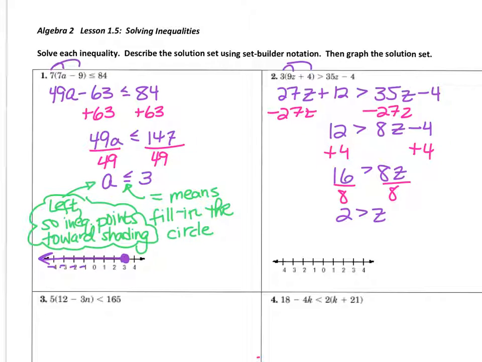Then dividing both sides by 8, we have 2 is greater than z. Now again, if you want to have the arrow point in the direction of the shading, you'd have to flip that around and read it backwards. That says z is less than 2. Again, I'll put the negative signs on the number line here. And so z less than 2 means an open circle on 2, and then we're shading to the left. So we want all the numbers that are smaller than 2, not including 2.